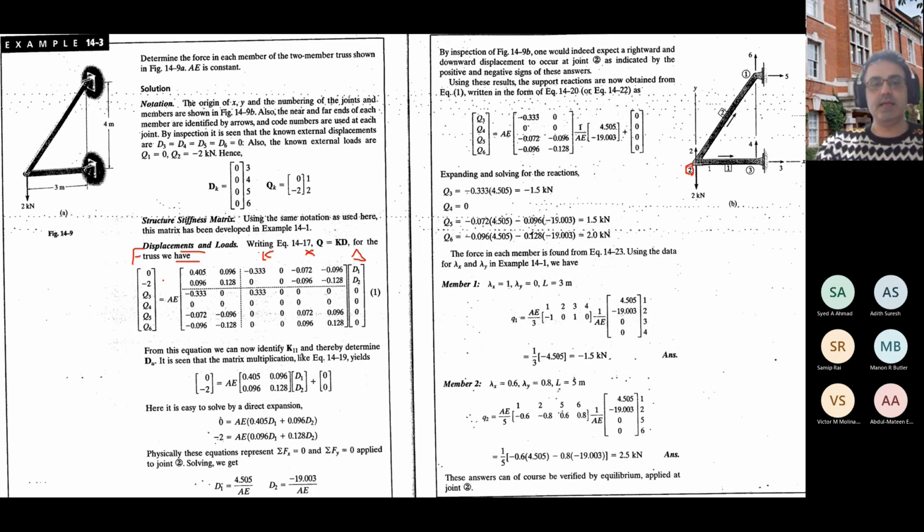And we know that along with the degrees of freedom 1 and 2, we have 0 and -2 kilonewton as external forces. These are external forces applied on joint 2, and these are the support reactions which are unknown. And it's always the case that wherever we have external forces like this, the degrees of freedom are free to move. And wherever we have support reactions, the deformation corresponding to them are 0.